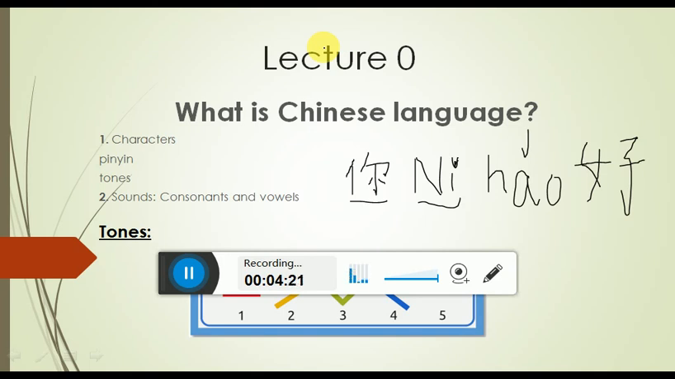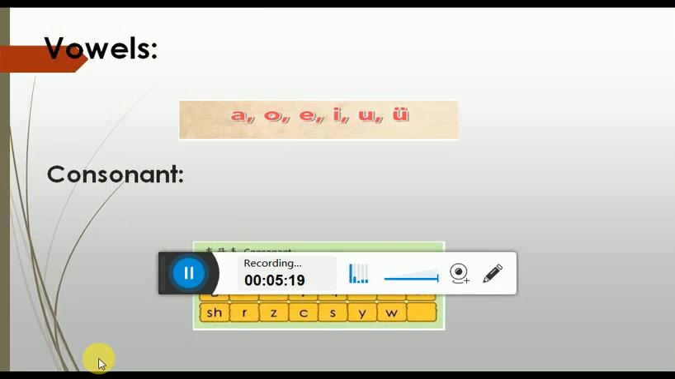A pinyin syllable is a combination of three parts: an initial, a final, and a tone. A syllable can also be written without an initial. There are four tones, basically five tones, but the fifth one is the neutral tone. So sometimes people say only four tones and sometimes say five tones. This is the introduction of characters, phonemes and tones.